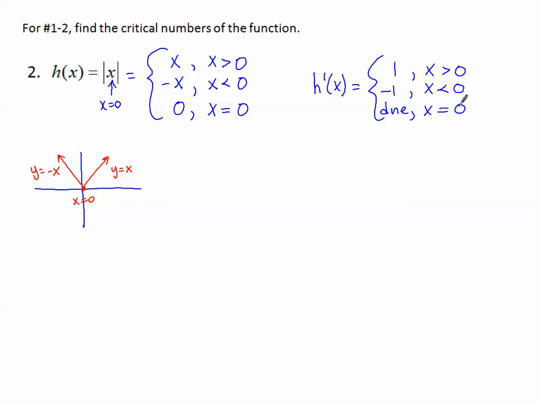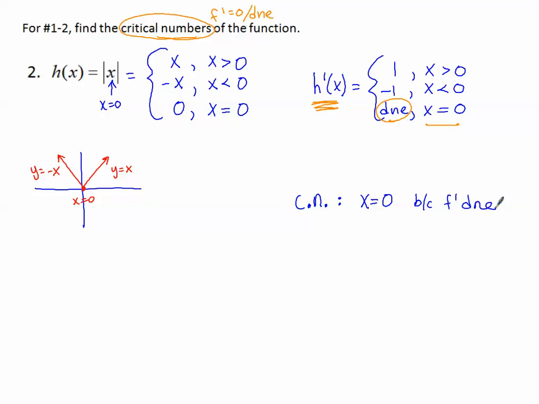So remember that our critical numbers is where f prime equals 0 or does not exist. Looking at our derivative, h prime of x, I see that it does not exist when x equals 0. So we can say our critical number is x equals 0 because f prime doesn't exist there.